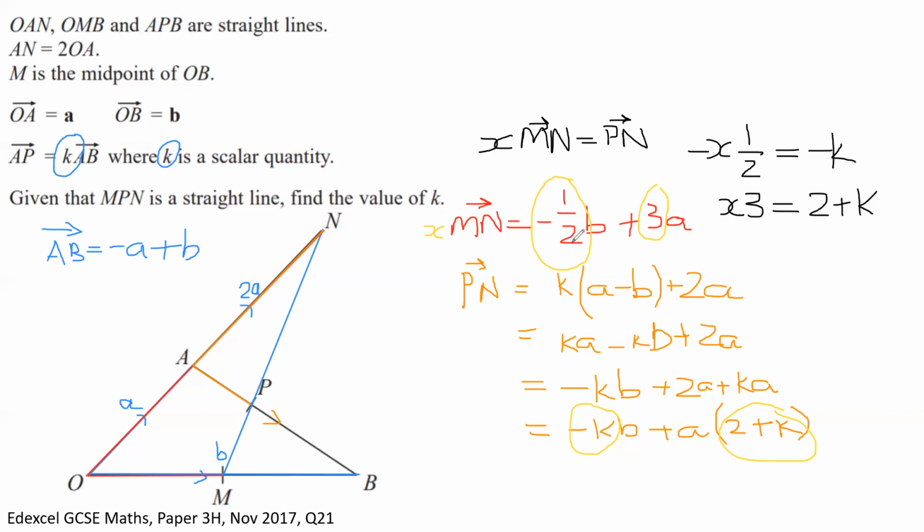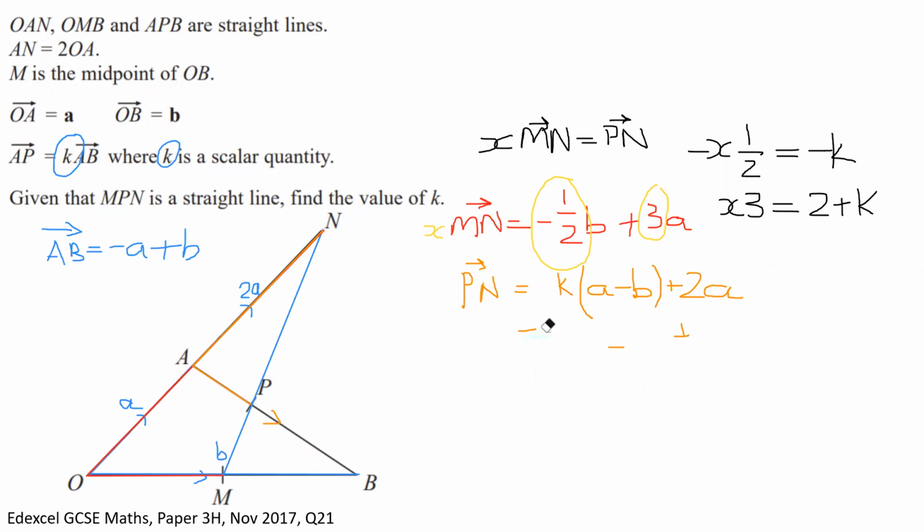We know that minus a half times X is going to equal minus K, and 3 times X is going to equal 2 plus K. I'm going to rub this off now, so I can just focus on the simultaneous equations that are here, and we're aiming to work out what K is. So what's the best way of dealing with these simultaneous equations?